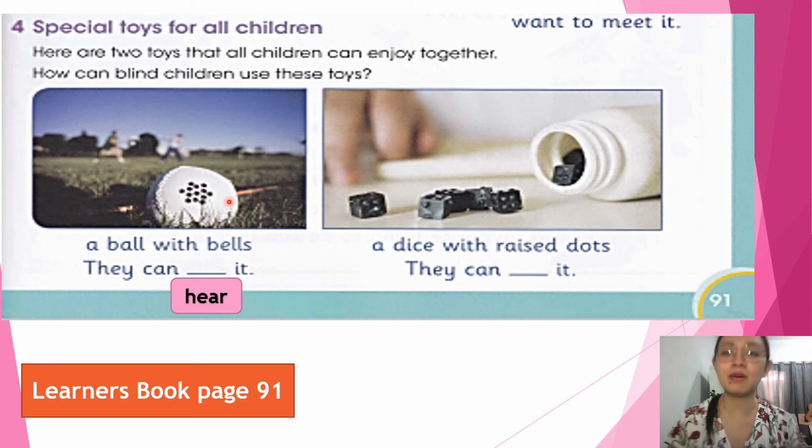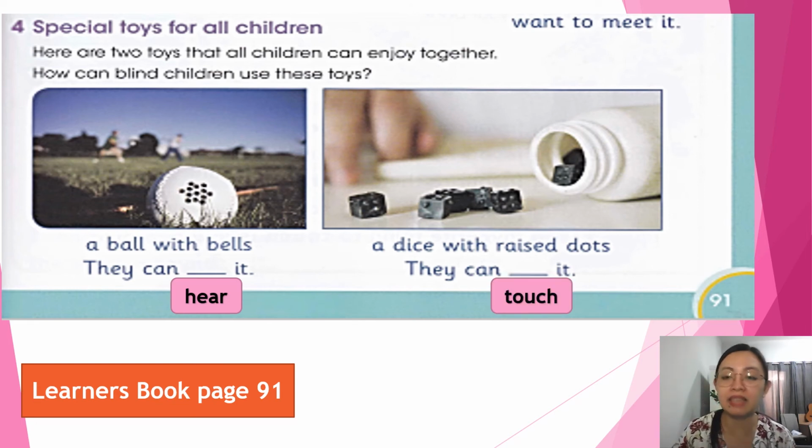Okay, next one. On this picture, a dice with raised dots. Have you seen a dice? Okay, on a normal dice, the dots are embedded. So they are not raised, they are embedded. When you say embedded, sometimes they are flat, or they look like small holes. So a dice with raised dots. How can they use the toy? Very good. They can touch it because they will know the number of dots by touching the raised dots.